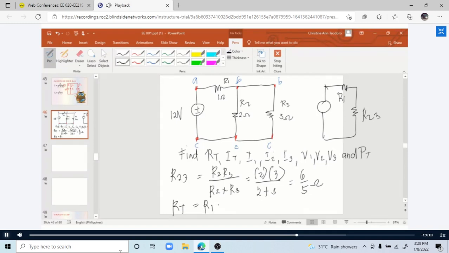So therefore, this will be R1 plus R23, or 1 ohm plus 6 over 5 ohms. So basically, this is 5 over 5. We have 11 over 5. Am I correct? So 11 over 5 ohms. That would be your total resistance now. So we already got the total resistance, which is 11 over 5. So what is next? What is the next parameter that we can obtain?